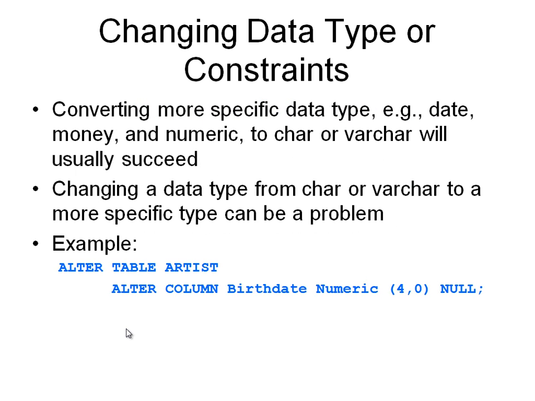Converting to a more general data type, for example, date to money, and numeric to character or variable character, will usually succeed. Changing a data type from character or variable character to a more specific type can be a problem. For example, alter table artist, alter column birthday to numeric.